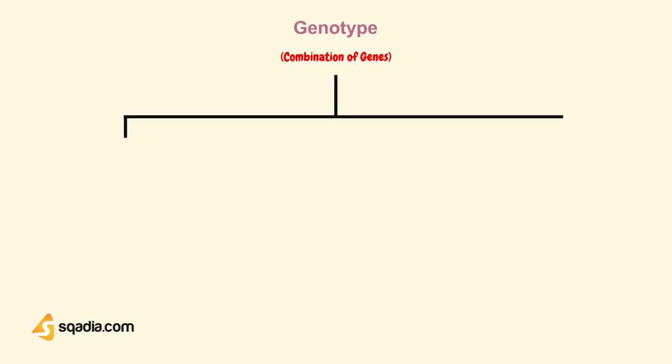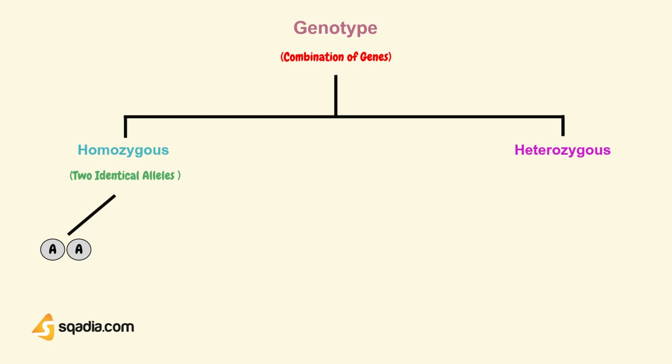It is of two types, homozygous and heterozygous. The genotype in which the gene pair contains two identical alleles is called homozygous genotype, such as capital A and capital A, or small a and small a. The genotype in which the gene pair contains two different alleles is called heterozygous genotype, such as capital A and small a.